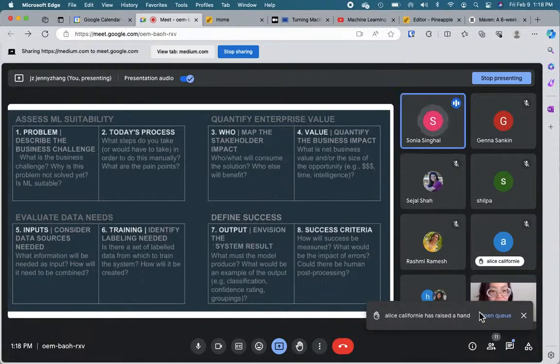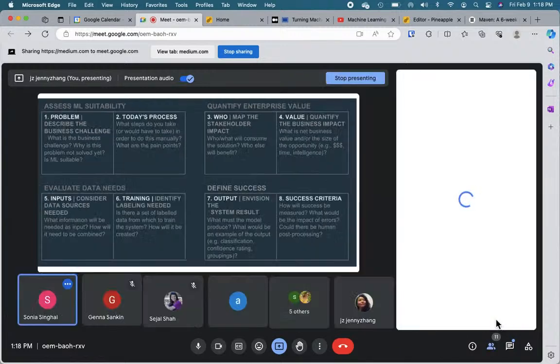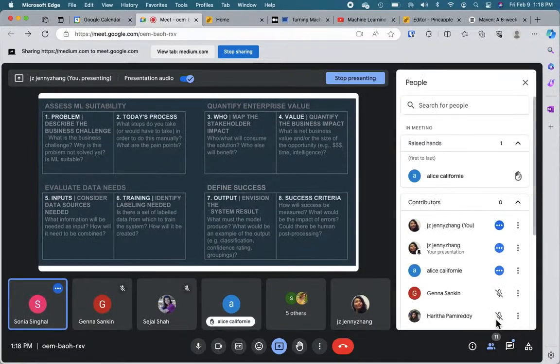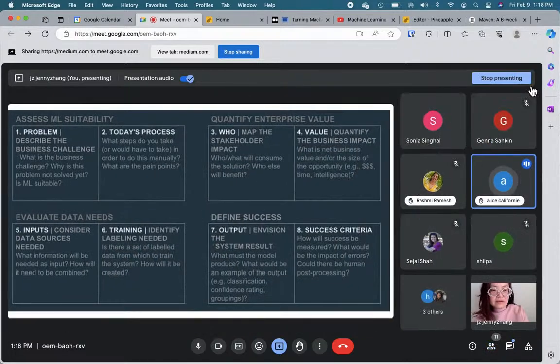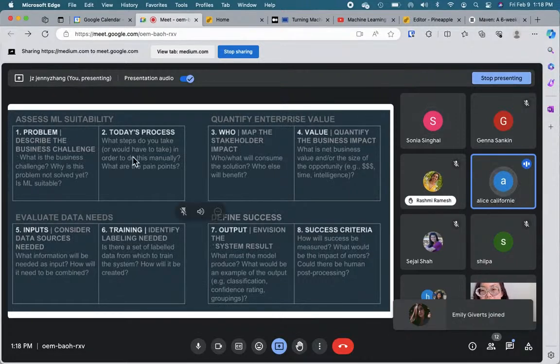Got it. Alice also has a question. Alice? Yeah, hi. Can you give us a very concrete example and go through each of the steps with it, so that we can relate much more? Yeah, absolutely. Okay, awesome.